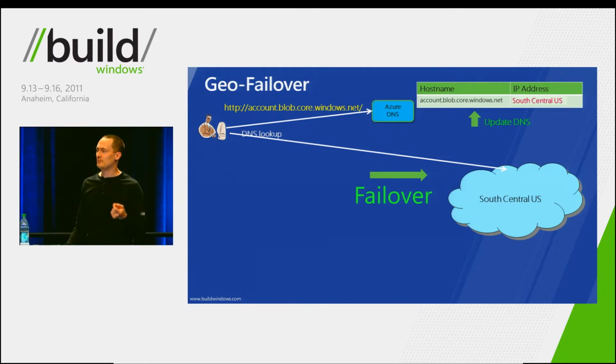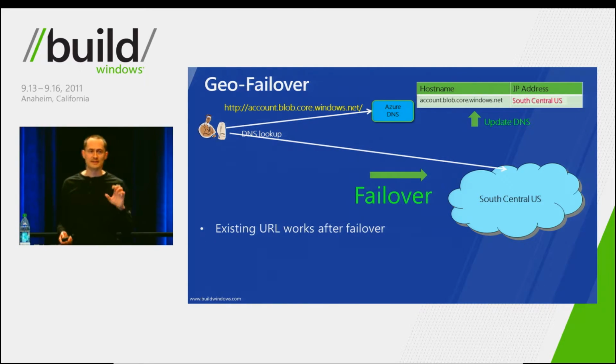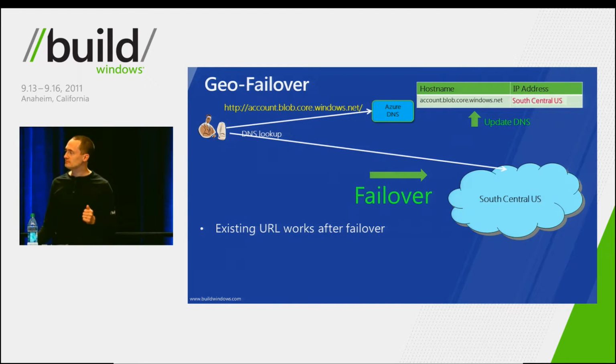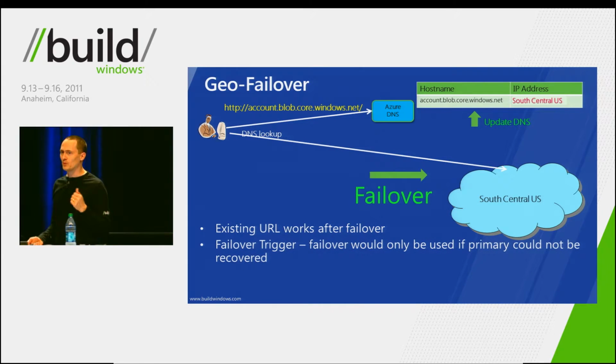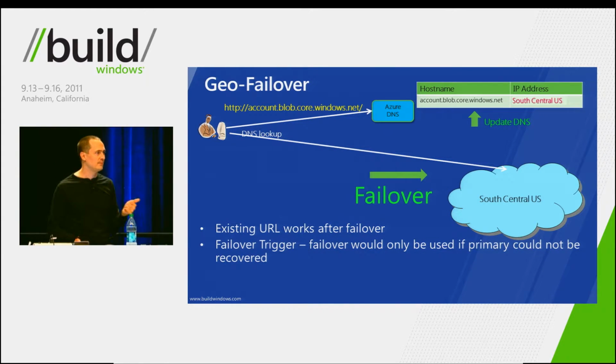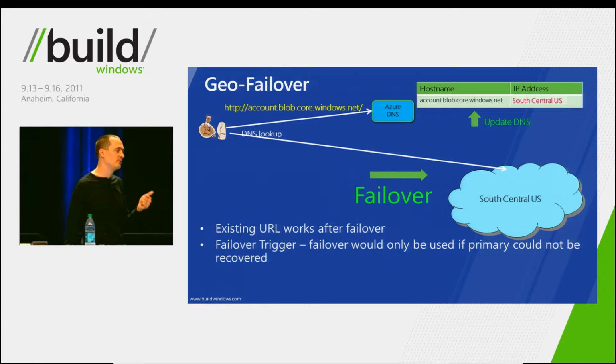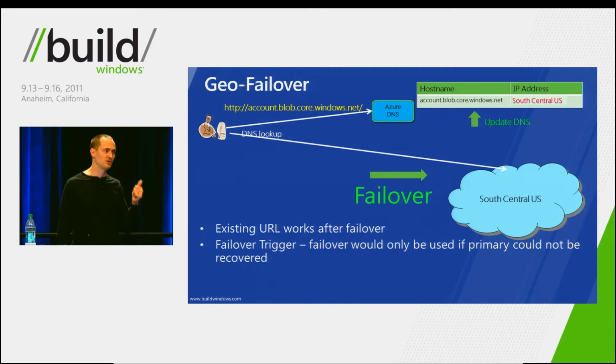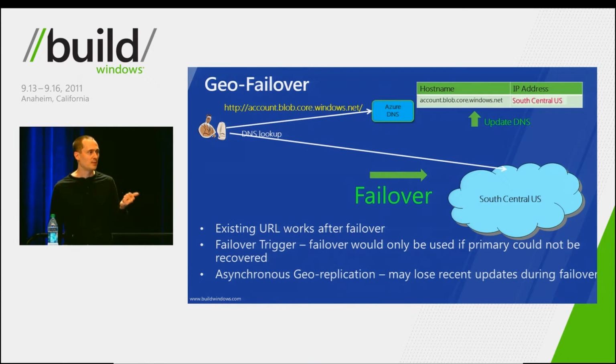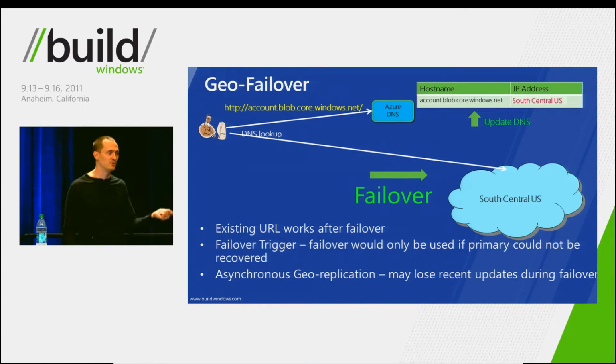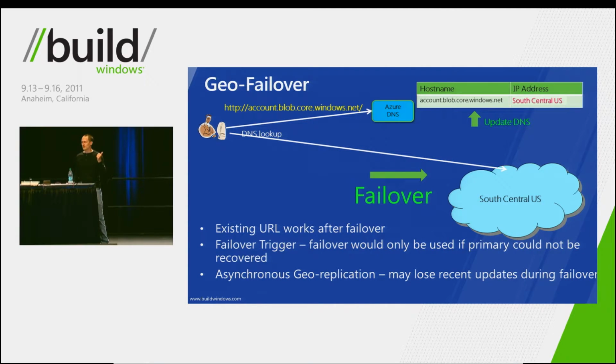So there's a few key points here. One is the existing URLs that you have will continue to work once we update the DNS. But we will only trigger a failover if we absolutely have to. I mean, we're going to do whatever we can to get your data back durable in the primary location. And the reason for that is the geo-replication is asynchronous. If we do the failover, there could potentially be loss of recent updates. So we'll do what we can to definitely make sure we get the data back up in the primary. And the failover is only used if there's a major disaster for a data center.